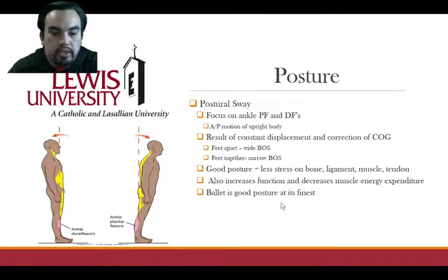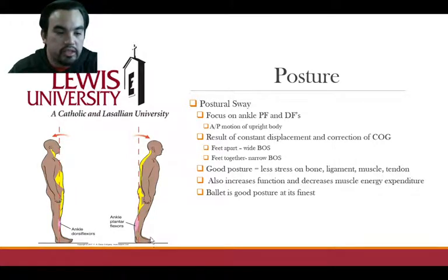And ballet is good at observing posture at its finest, right? That's what it's all about in ballet, nice clean lines and maintaining upright posture. Okay? So you can see the less stress on bone, ligament, muscle, and tendon.